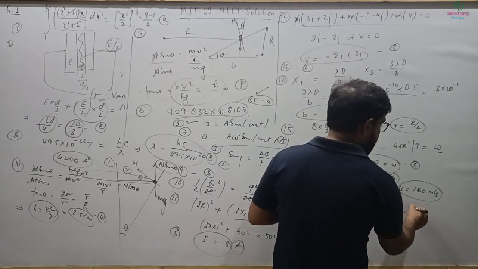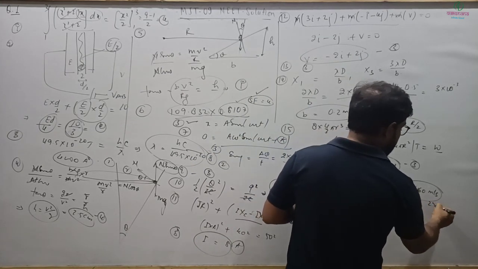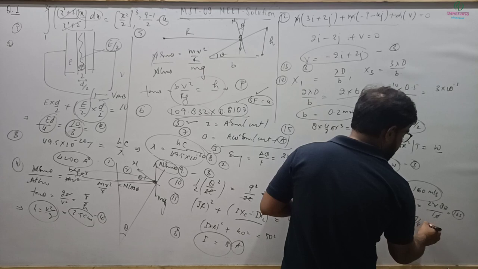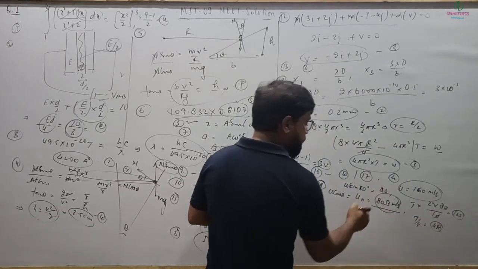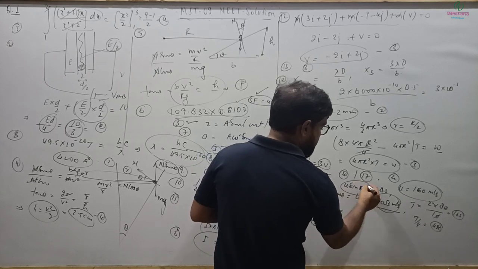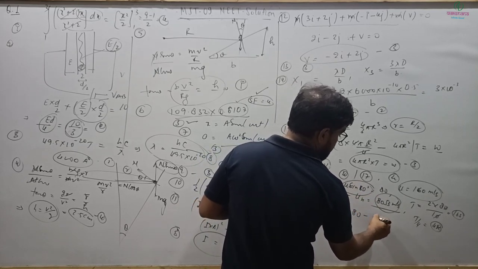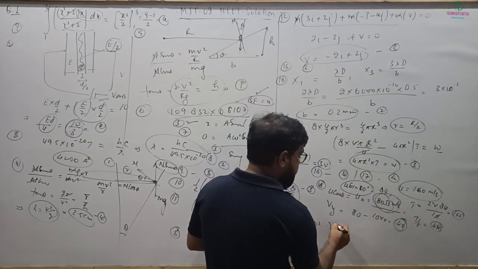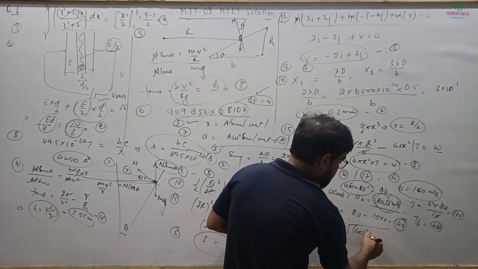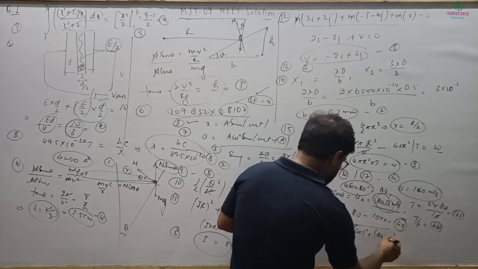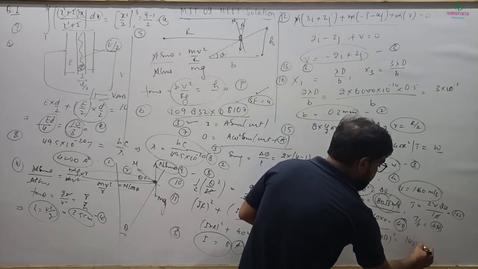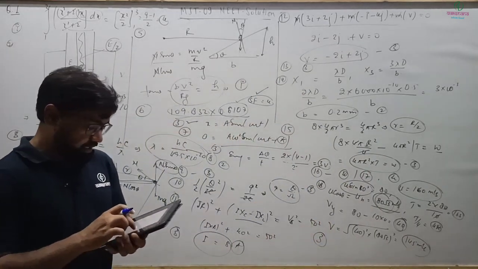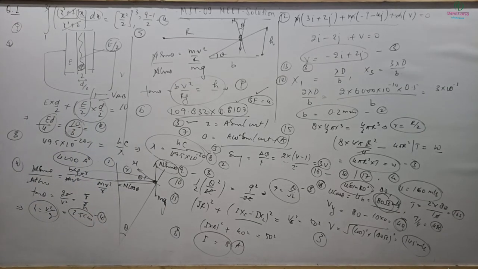First we need to get the time of flight, which is 2u sin theta by g. 2u sin theta means 80 into 2 divided by g, that's basically 16 seconds. T by 4 means it's 4 seconds. At 4 seconds the horizontal velocity is going to remain the same. Vy will be equal to 80 minus g into 4, g is 10, that's basically 40. So net velocity will be root over 40 square plus 80 root 3 whole square. Solving it, we get 145 meter per second. This answer matches with option number 3. That's question number 18. Let me erase the board for the next question.